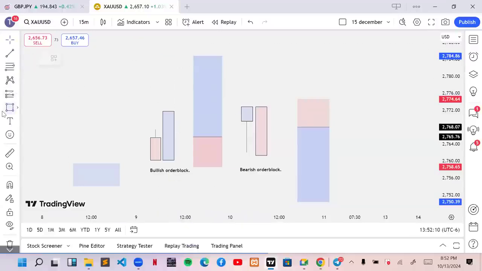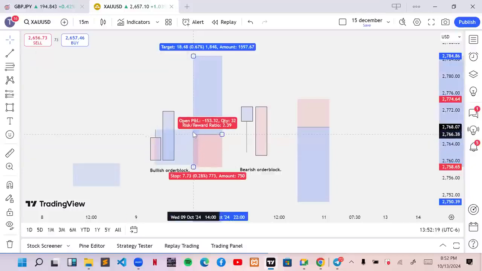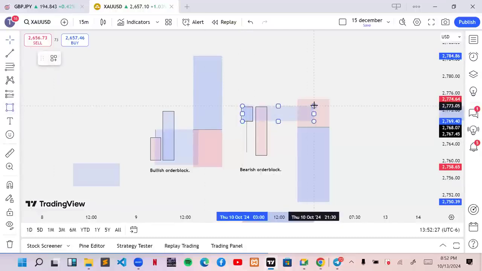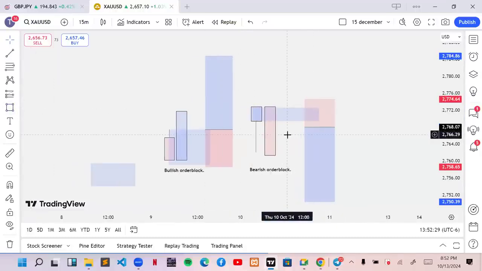For example, for this particular order block, the wick is actually shorter than the body of this order block. So if you're picking your entry, you pick your entry from the wick of the order block right here. But in this scenario, the wick of this order block is way longer than the body of this order block. So if you're picking your entry, you pick your entry from the body of this order block right here.